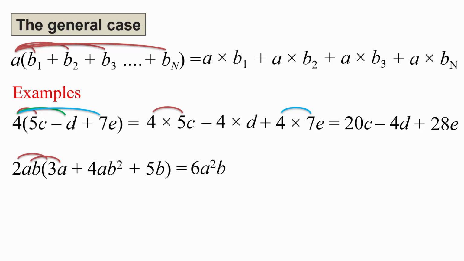We have 2 times 3, which is 6. We have a times a, which we can write as a squared. We have b as well. So the expansion of that first part is 6a squared b.